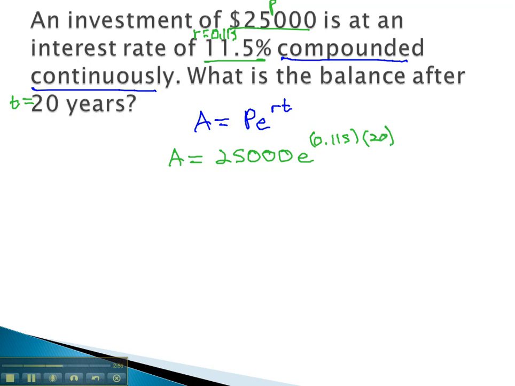Again, you'll want to be careful how you put this in your calculator, making sure the exponent is all done in one step. Some calculators will open an exponent for you when you type the e. If we type this all in our calculator, being careful of the order, you should end up with $249,354.56.